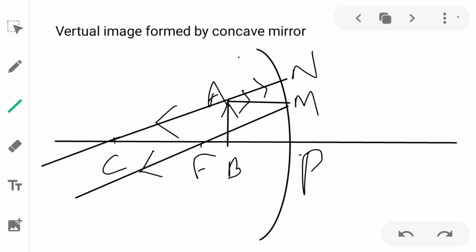Now look at these two reflected rays. Do you feel they are going to meet each other? No, they seem to be diverging from each other. They never meet. Then how is the image going to be formed? Then the reflected rays appear as if they are getting emitted from this point.